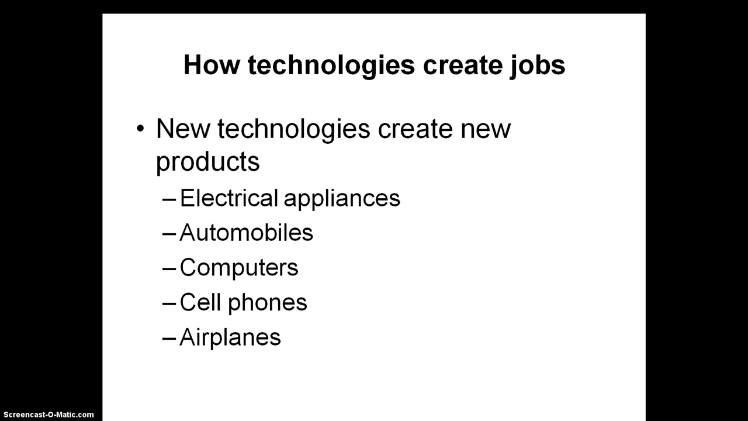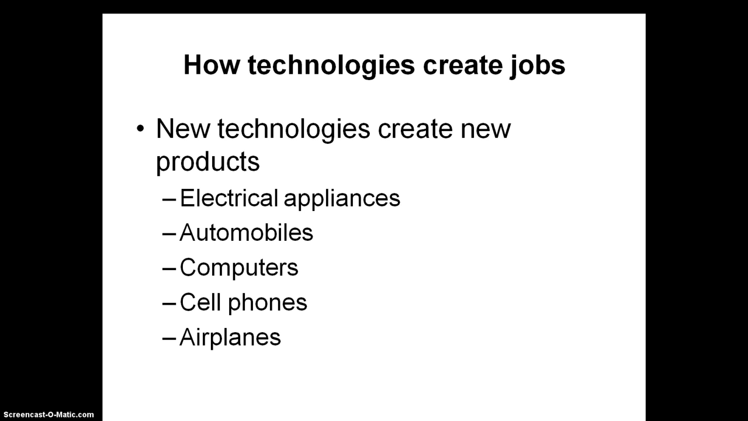Technology can create jobs by creating new products. So once we have electricity, we can have electronic appliances, right? Things like vacuums. It's really hard to vacuum if you don't have a plug to plug it in. Electric stoves. Anything that we run off of electricity is a product that was created by that technology, and the jobs that go along with it.